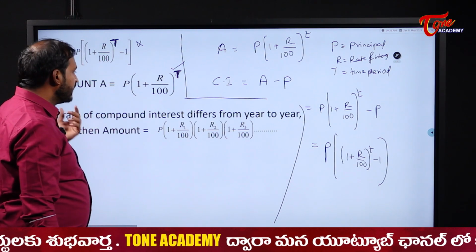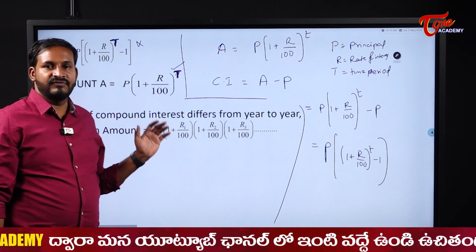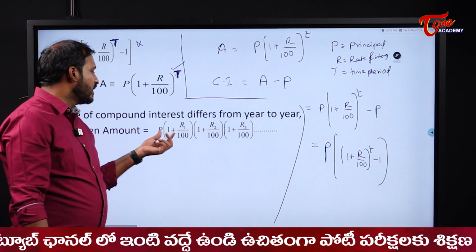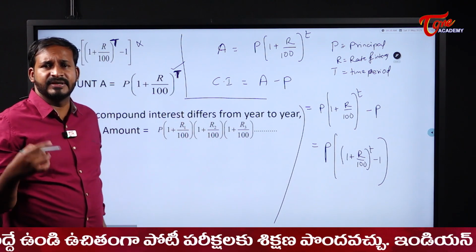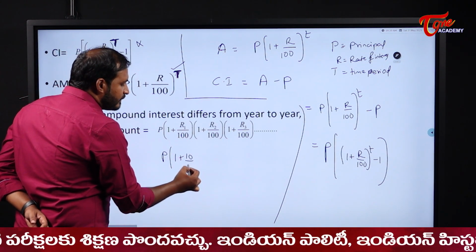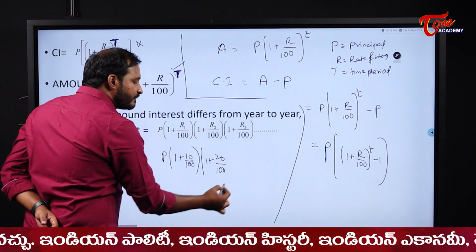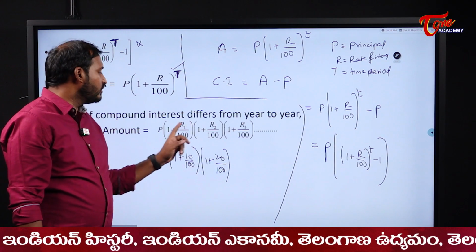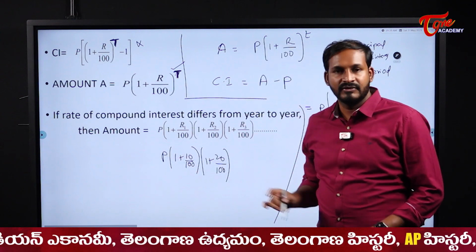Now, for example, if the interest differs from year to year, that means for the first year, if we give it at 5%, next year 8%, next year 10%, how will we write? 1 plus incremental. If a value is increased by 10%, 20% and 30%, what will you write? P into 1 plus 10 by 100, 1 plus 20 by 100. Like this we will do, right? The same logic applies here also. So, if the rate of interest differs from year to year, we will go by this method.